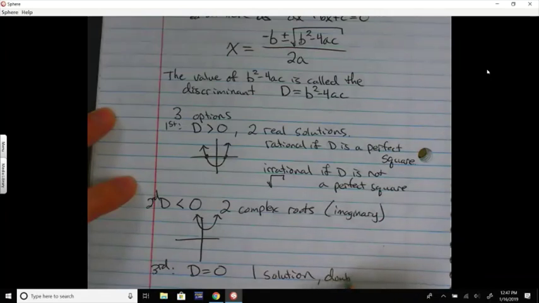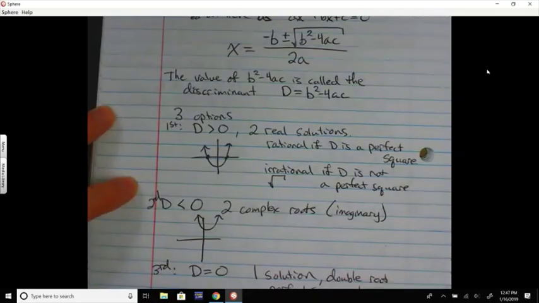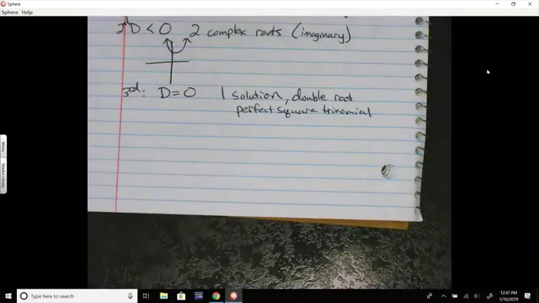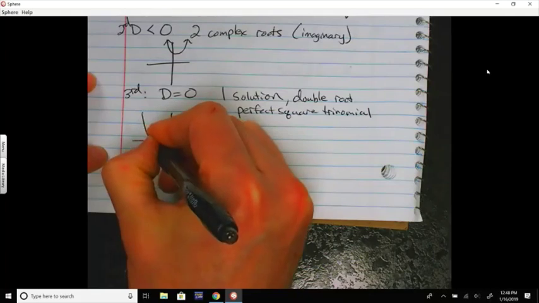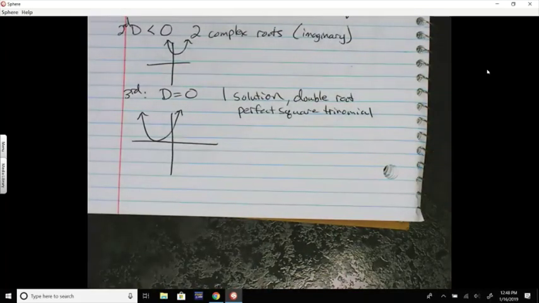It is referred to as a double root, and this is when you get a perfect square trinomial. Okay, one solution, it's a double root. This is going to be one where it comes down, touches the graph, and then goes back up. It won't pass through the x-axis. Remember, these can go down too. They can do the same thing going down. Everything can be reversed.